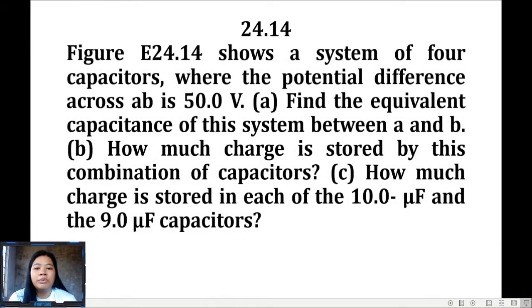Next, problem 24.14. Figure E24.14 shows a system of 4 capacitors where the potential difference across AB is 50 volts. A, find the equivalent capacitance of this system between A and B. B, how much charge is stored by this combination of capacitors. And C, how much charge is stored in each of the 10.0 microfarad and 9.0 microfarad capacitors.